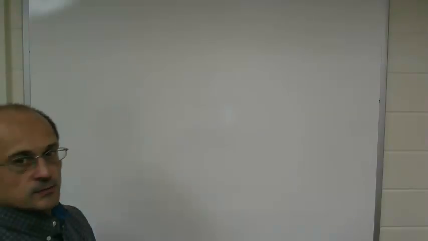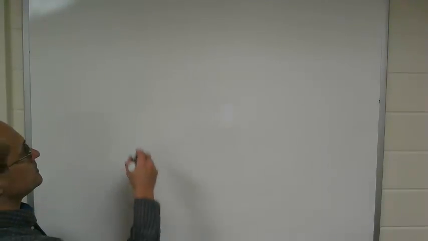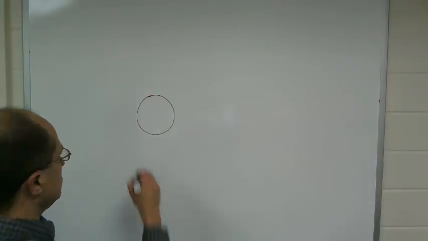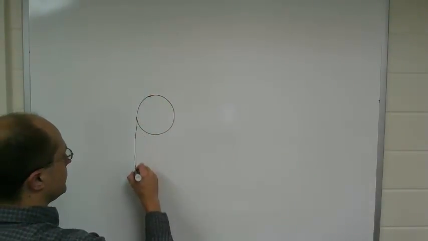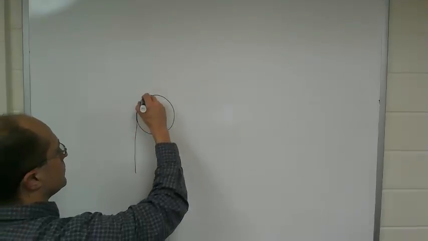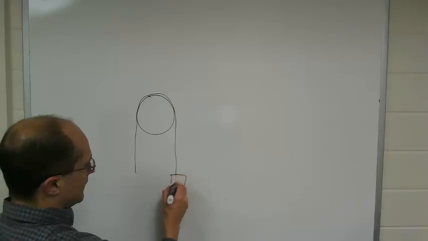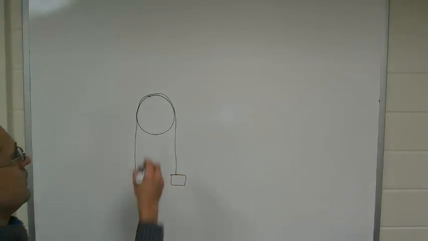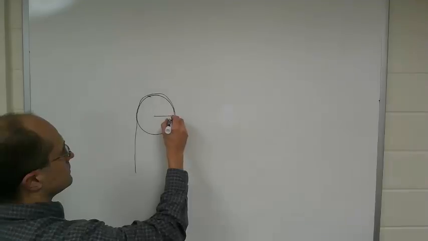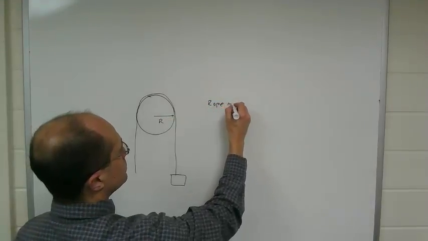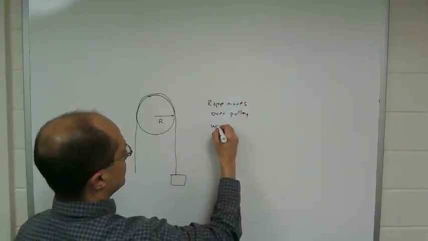Alright, we want to look at some constraints when we have ropes and pulleys. So if we have some pulley and we have some amount of rope here that's going over our pulley and down this side, and then we have some object attached to our rope, and our pulley has some radius r. The condition is that our rope moves over the pulley without slipping.